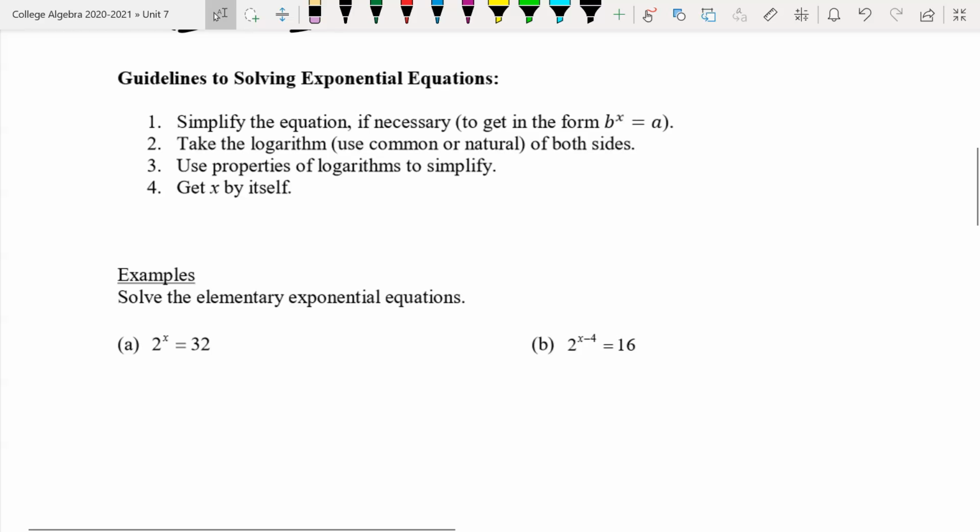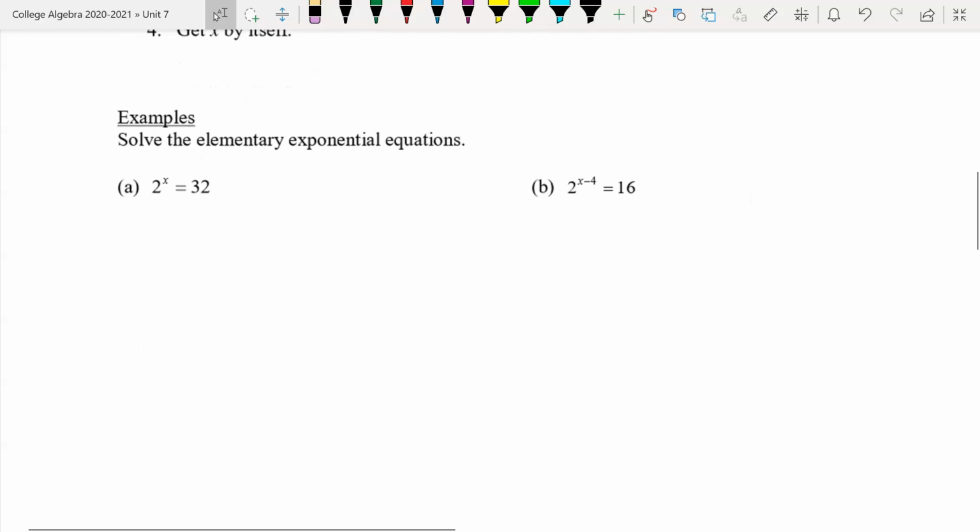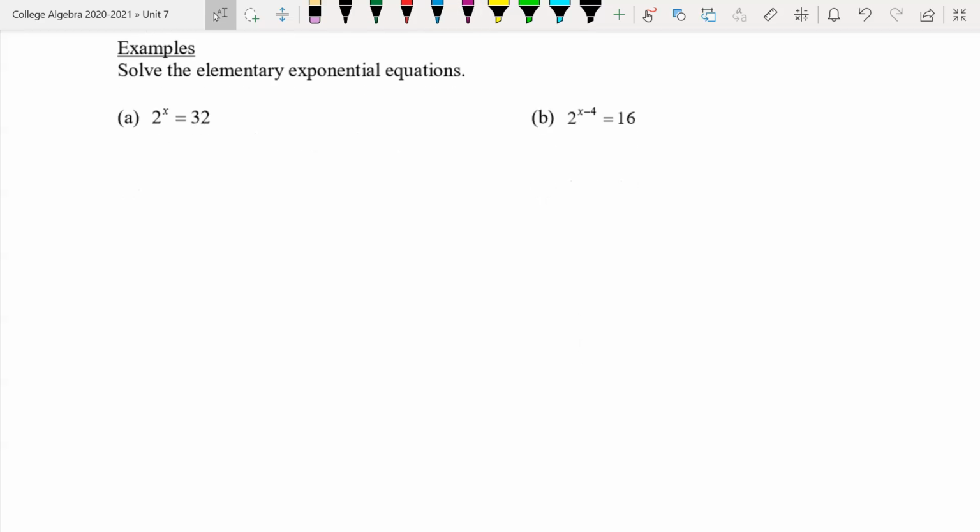So there are some guidelines for solving exponential equations. You're going to simplify the equation if necessary to get it in the form b raised to the x power equals a. Take the log, use common log or natural on both sides, use properties of logarithms to simplify, and get x by itself. So when we solve these elementary exponential equations, we're really just trying to get them the same base.